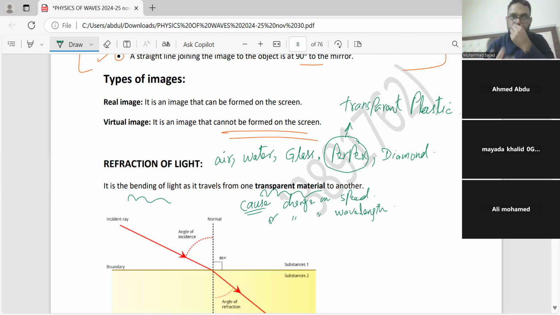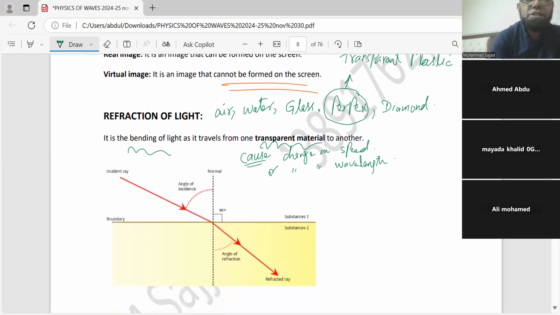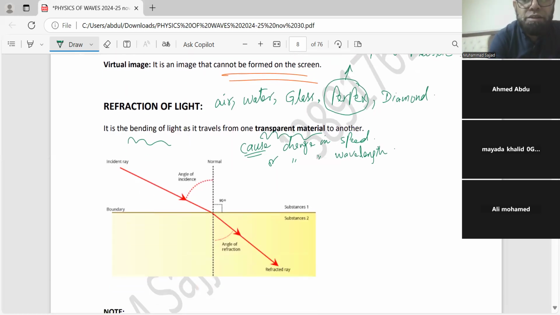Okay, these things are very important. They are just paper 4 questions, remember it. So now next, let's suppose this body right now, this incident ray, is in air, and this yellow one is glass.